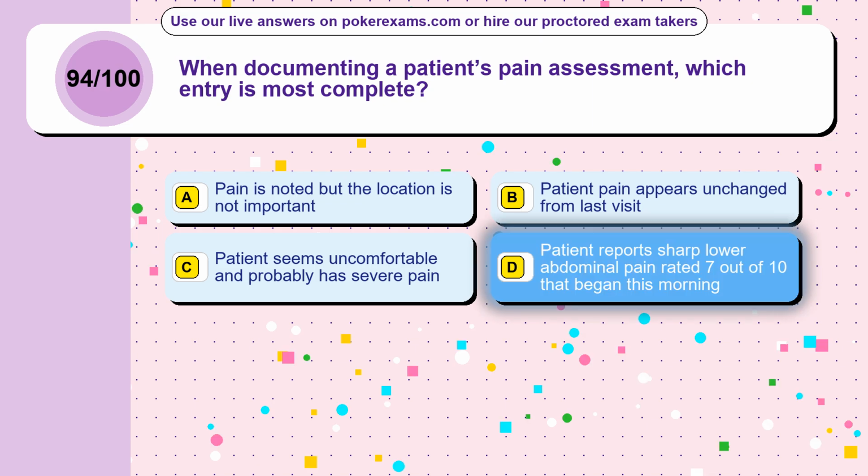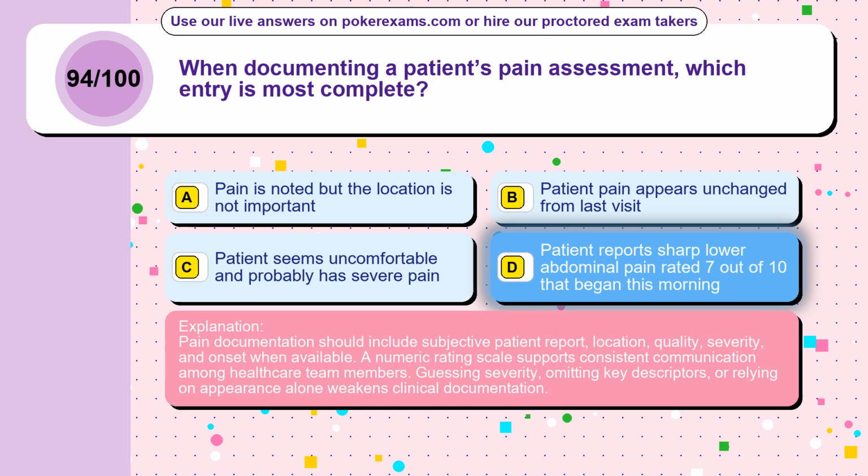The correct answer is option D. Patient reports sharp lower abdominal pain rated 7 out of 10 that began this morning. Pain documentation should include subjective patient report, location, quality, severity, and onset when available. A numeric rating scale supports consistent communication among healthcare team members. Guessing severity, omitting key descriptors, or relying on appearance alone weakens clinical documentation.